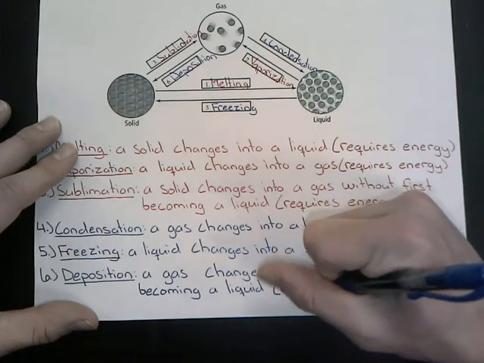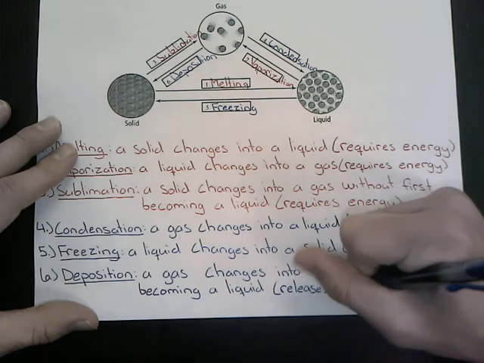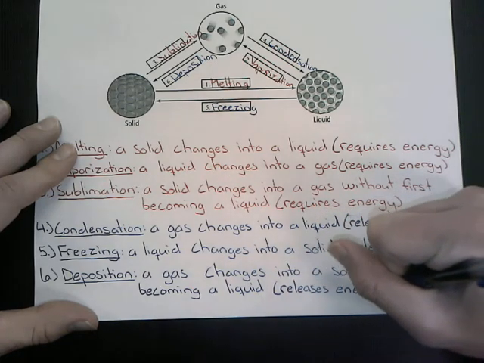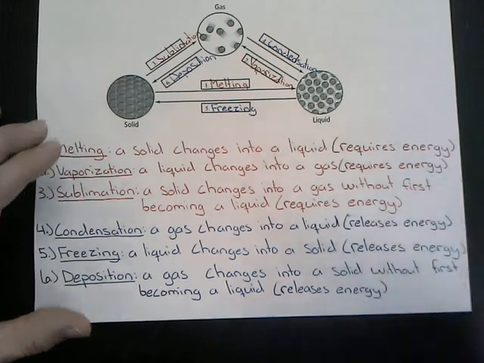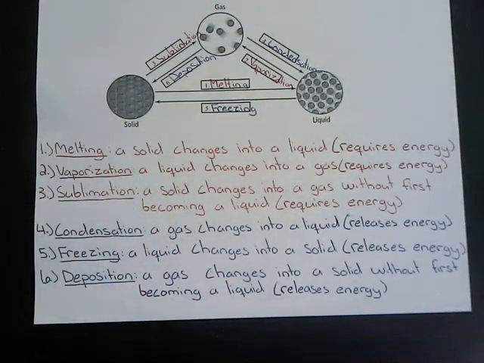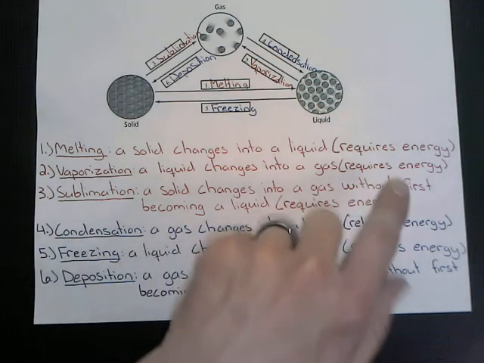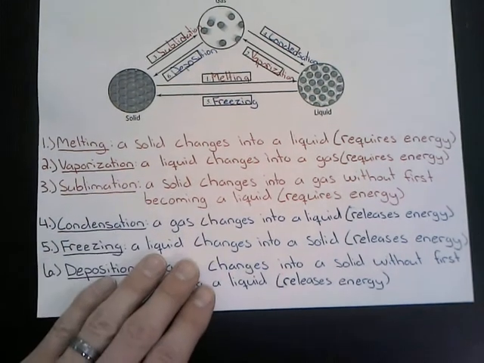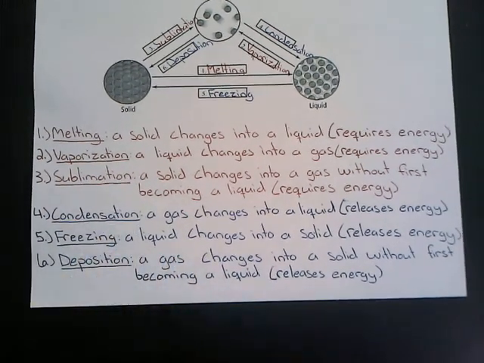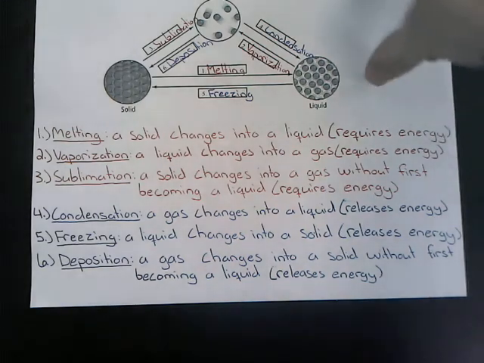So what I want you to take away from this is what state of matter our phase change goes to and from, and if it requires or releases energy. Hopefully you've noticed that anything that required energy I wrote in red, and anything that released energy I wrote in blue. Now, we're going to talk about one more main topic here, and that is the concept of phase diagrams.